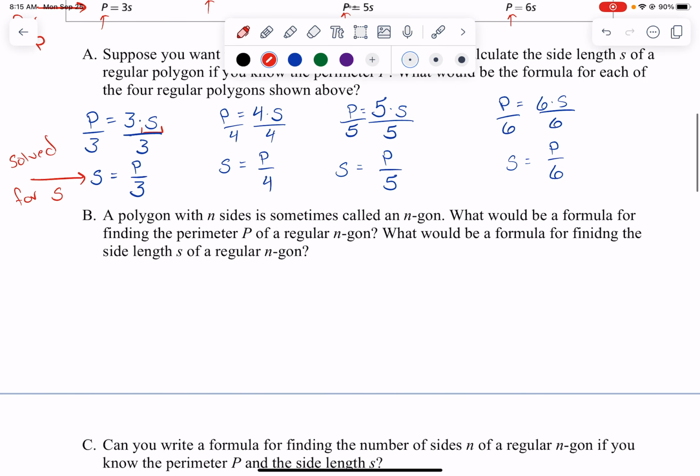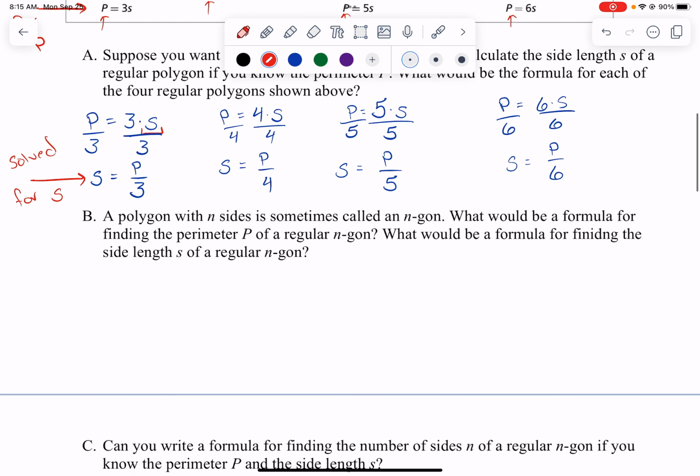A polygon with n sides, so we don't know the number of sides, meaning we don't know how many sides it's got. It's sometimes called an n-gon. So if something had 13 sides, we call it a 13-gon. What would be a formula for finding the perimeter P of a regular n-gon?